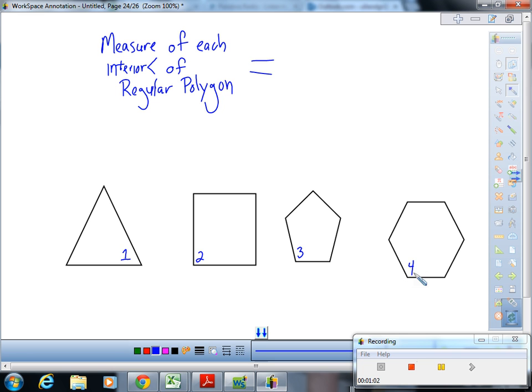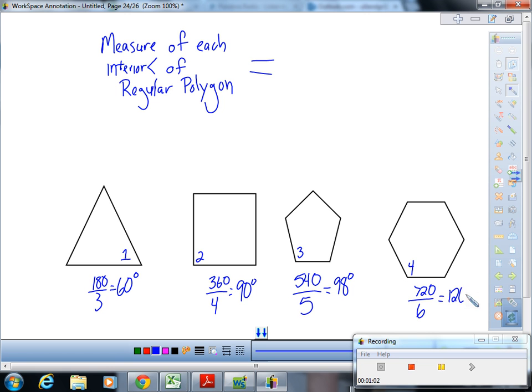And we're simply going to find that this one would be 180 divided by 3, which is 60 degrees. This one would be 360 divided by 4, which is 90 degrees. This one would be 540 divided by 5, which is 98 degrees, I think. And this one here would be 720 divided by 6, which is 120 degrees.